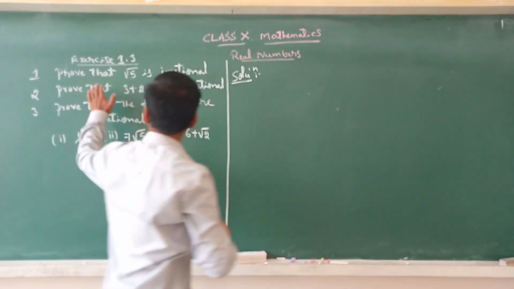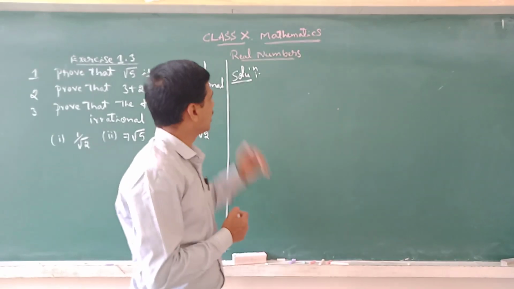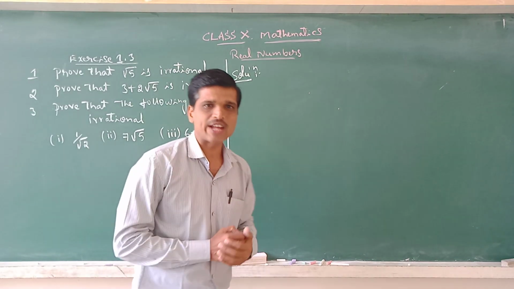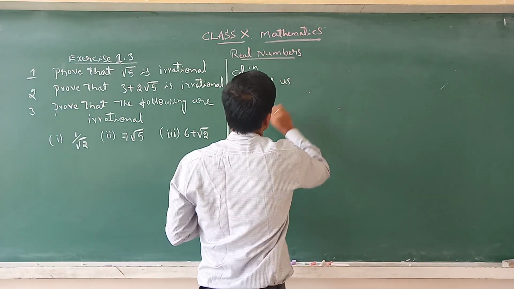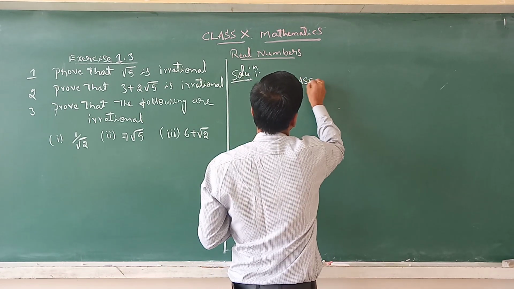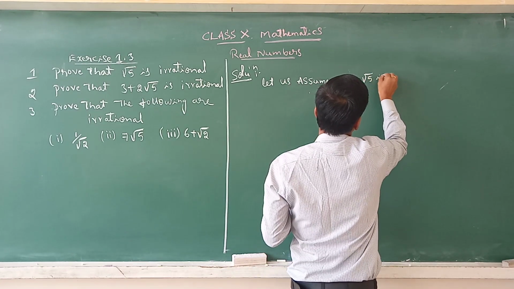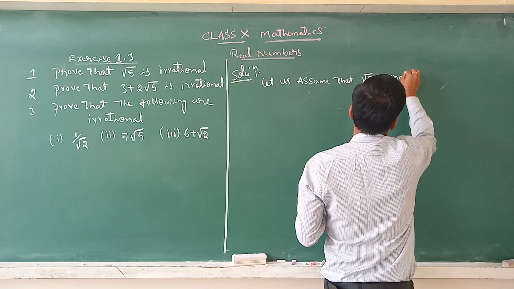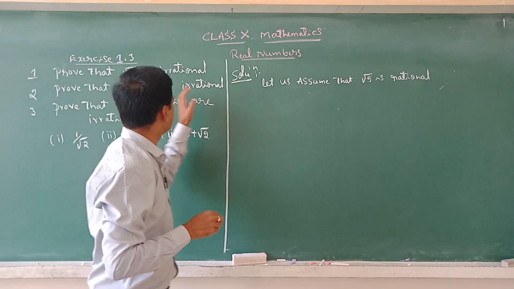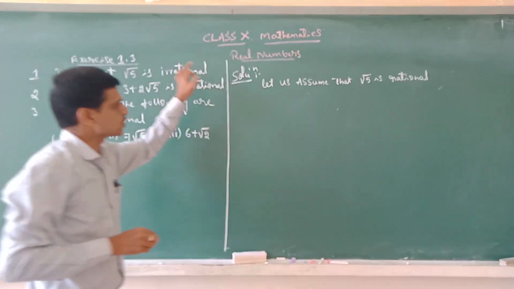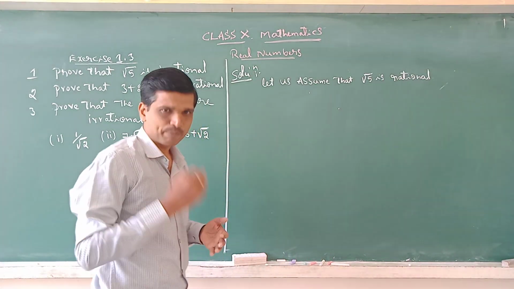Now what we can prove here is that root 5 is irrational. Of course it is an irrational number, but the real numbers include both rational and irrational numbers. So let us assume that root 5 is rational. In order to prove that root 5 is irrational, we assume that at least root 5 is rational, which means it can be expressed in the form p by q.